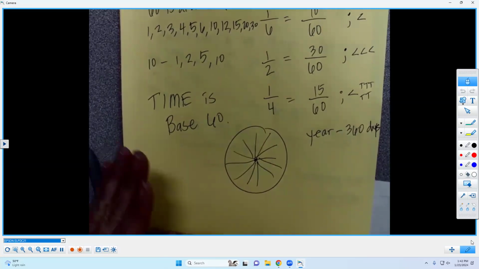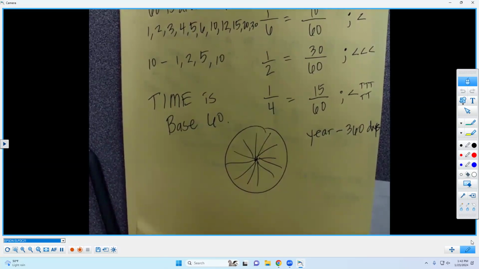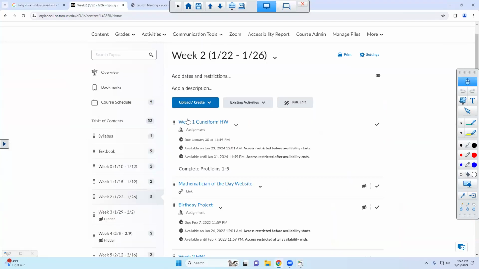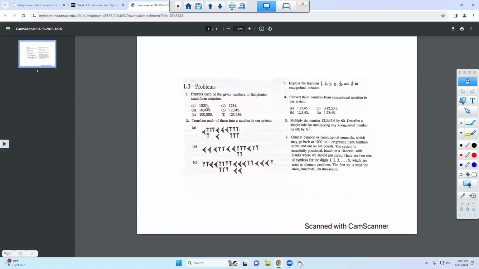Okay, so we're going to stop there. We still have a little bit more to talk about the Babylonians, and we'll do that next time. But you can go ahead and start with your homework. So here's the homework. You're doing 1 through 5. Number 1 is, these are base 10 numbers. Turn them over to cuneiform like this. So that means you have to switch them.